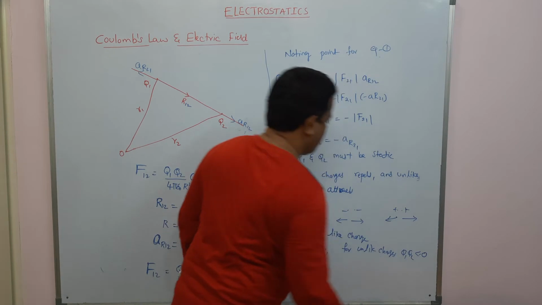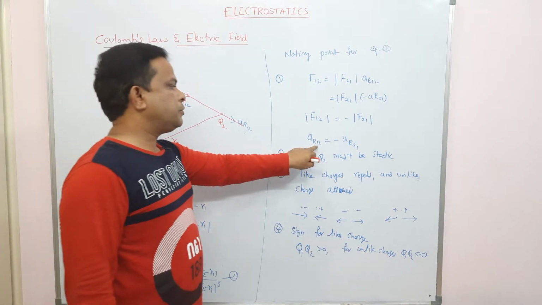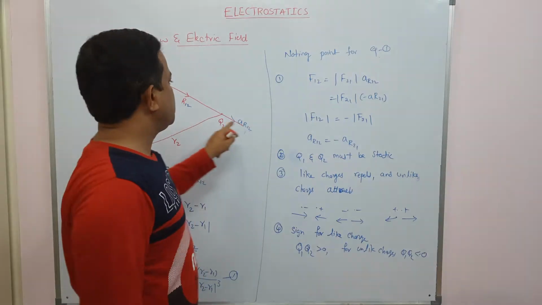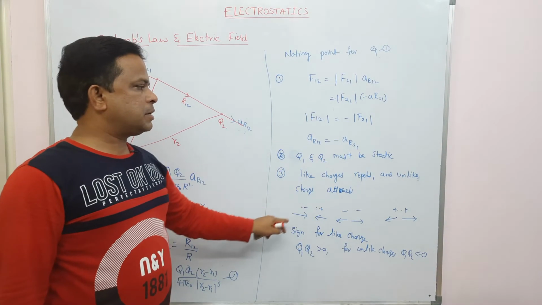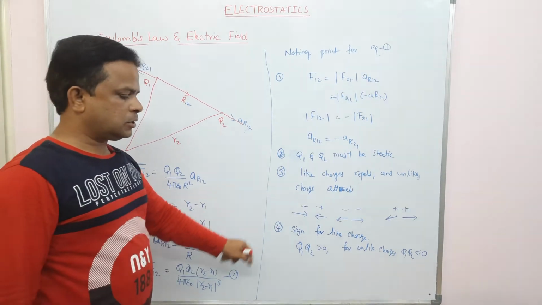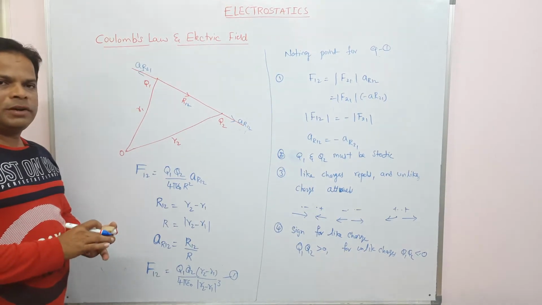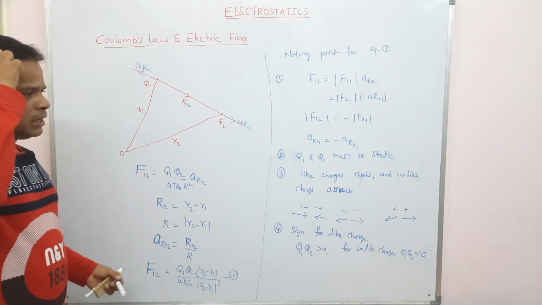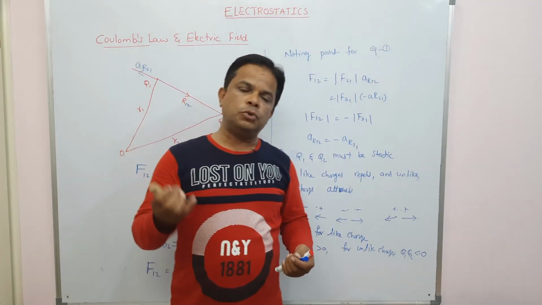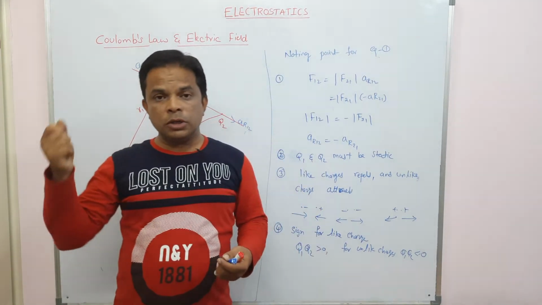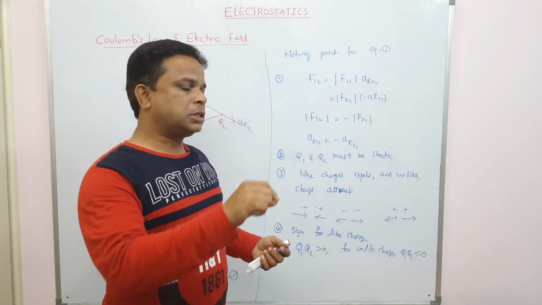So these are the 4 points: the force must be equal and opposite, the unit vectors r12 and r21 directions are opposite, q1 q2 must be static, and like charges repel each other while unlike charges attract. Now this is the force of attraction if we take 2 point charges. What will be the case if I take n number of point charges? Suppose you have q1, q2, q3, q4 and so on up to qn, a large number of point charges in the presence of the point charge q.